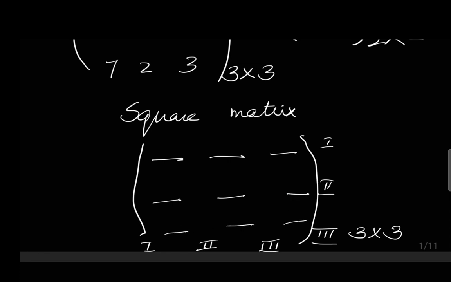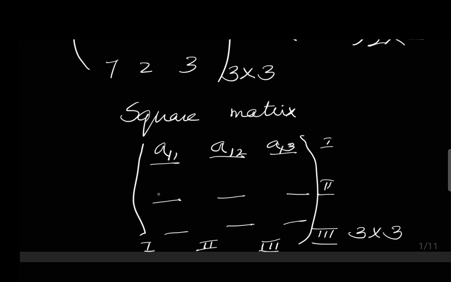Let me mention the position of the elements. The first element is in the first row. Take the row first, mention the row first, and first column: A11. And this is in the first row, second column: A12. And this is in the first row, third column: A13.